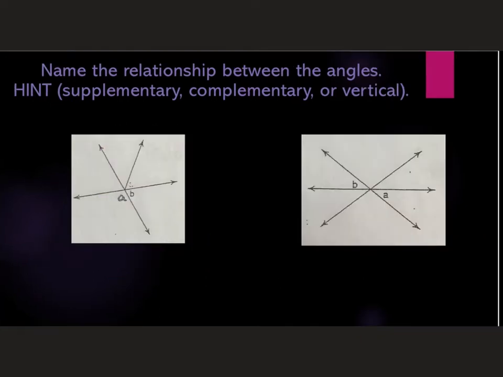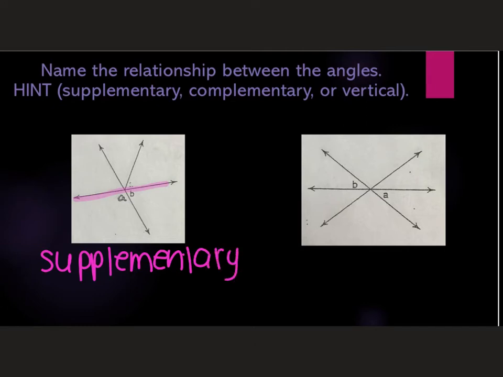All right, still looking at A and B on the next one. This one should have been fairly simple for you because we just did one just like it. A and B add up to a straight line, which is 180 degrees, which are also known as supplementary angles. Again, we did one just like that on the last slide.